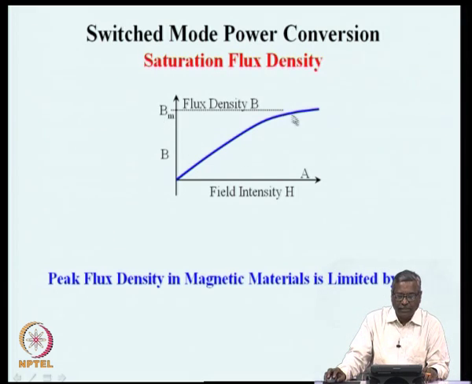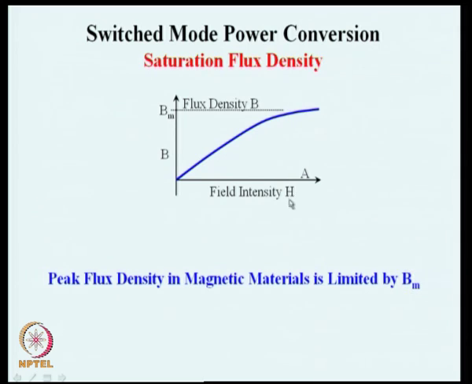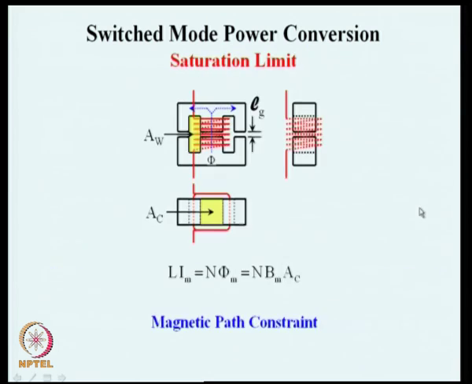In this particular example, we see that Bm is the level beyond which flux density does not change, and as the current is increasing, the magnetizing field intensity, which is ampere turns per unit length, will be the same as Ni by L. So, if we appropriately scale that curve, we can plot a BH curve, and in the BH curve the saturation effect will be seen as Bm. The peak flux density in most magnetic materials is limited by a number which is known as the maximum flux density or saturation flux density.